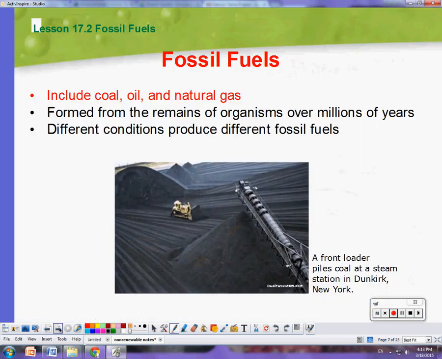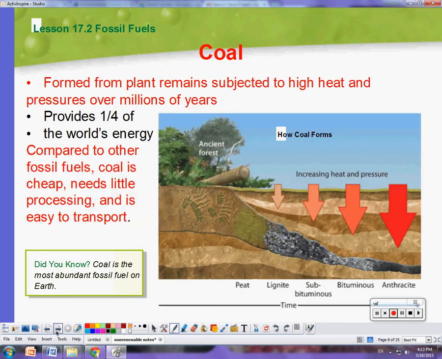All right, looking at fossil fuels. Fossil fuels are coal, oil, and natural gas. I will drill that into your brains. There are three fossil fuels: coal, oil, and natural gas. That will be definitely on your test and your quiz. It's a big thing. We're going to go over each of those, including nuclear.